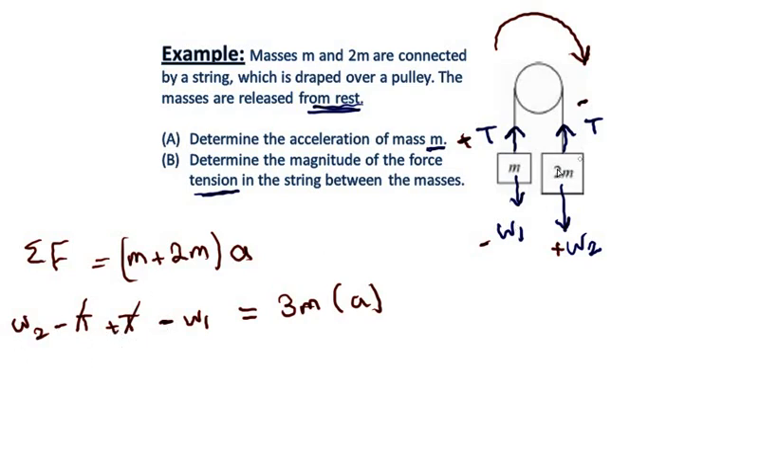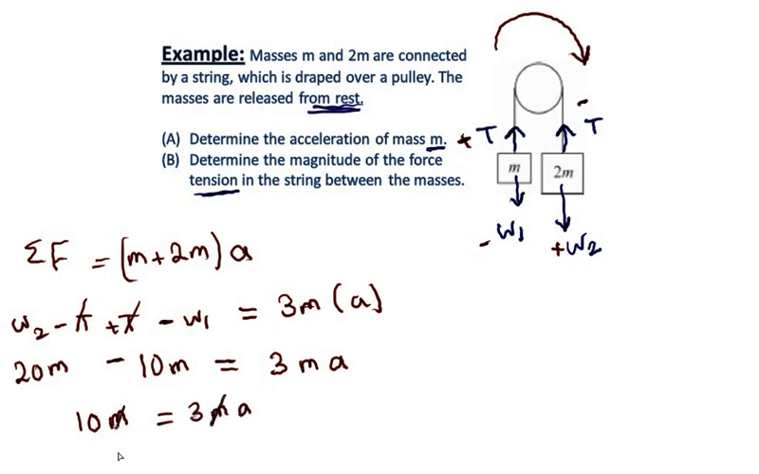Weight 2 is 2m times 10, 20m, minus weight 1 is m times 10, which is 10m. This is equal to 3ma. 20m minus 10m is 10m. This is equal to 3ma. M is cancelled out, so acceleration is 10 over 3 meters per second squared.